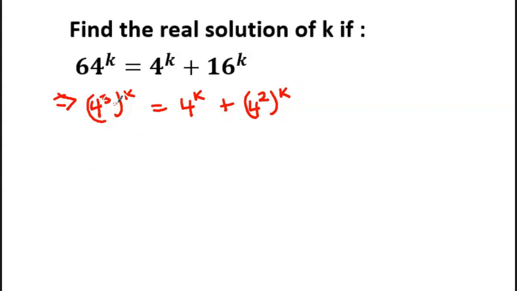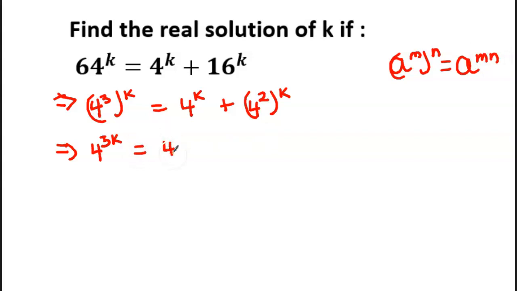Now from indices, when an exponent is raised to a certain power, you multiply the exponents. That is from a raised to the power m, all raised to the power n, you multiply the exponents, mn. So this is 4 to the power 3k, which is equal to 4 raised to the power k plus 4 to the power 2k. Once again, we can rewrite it in this way.